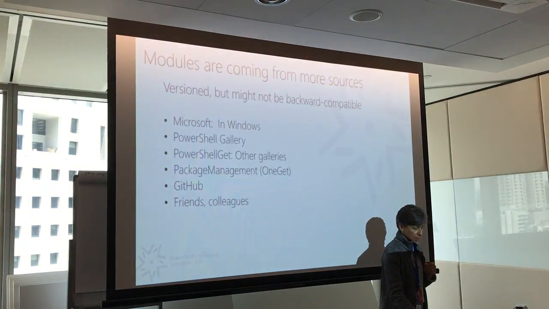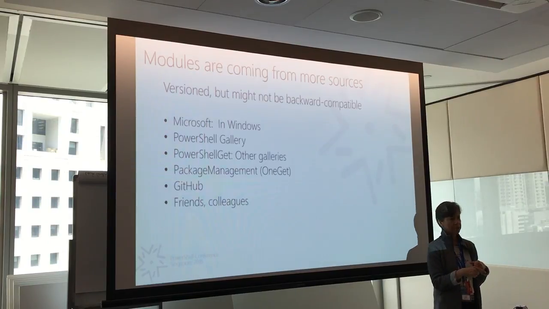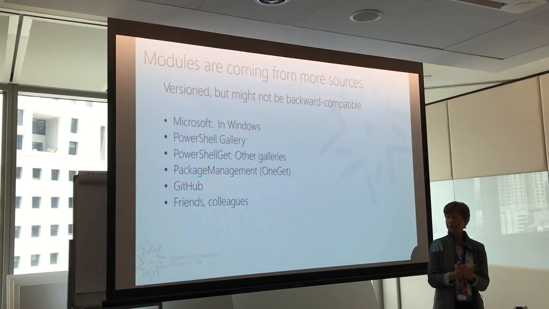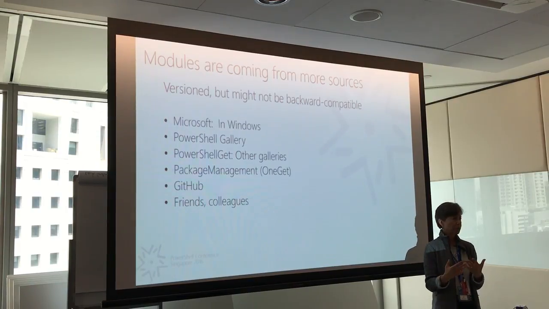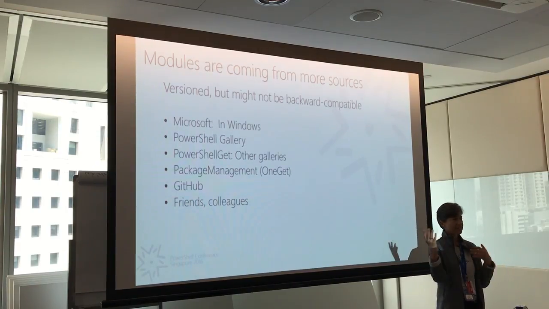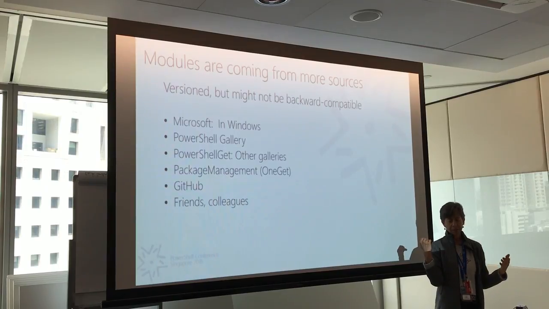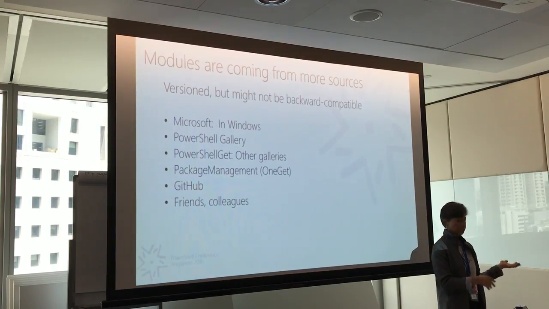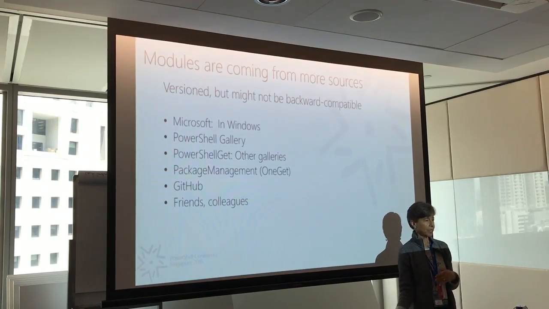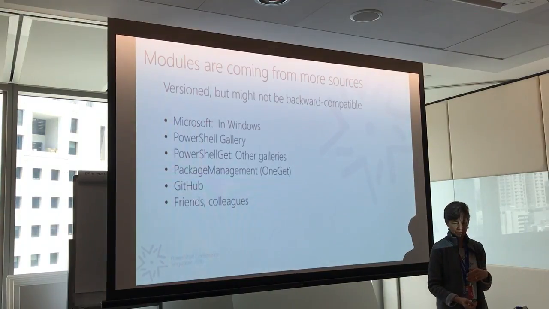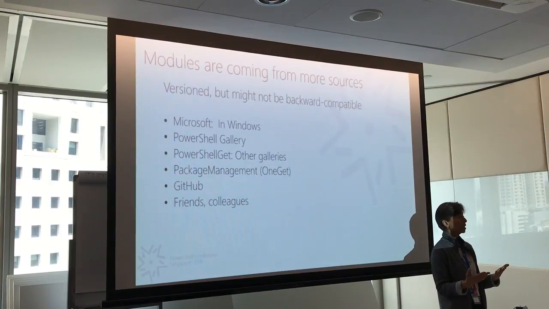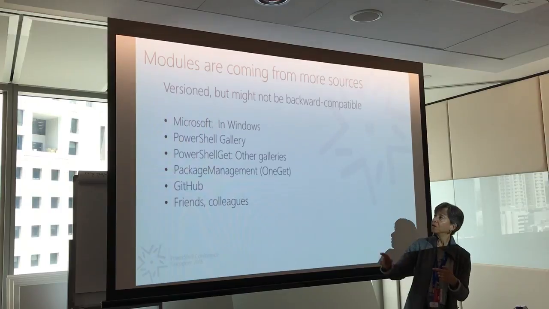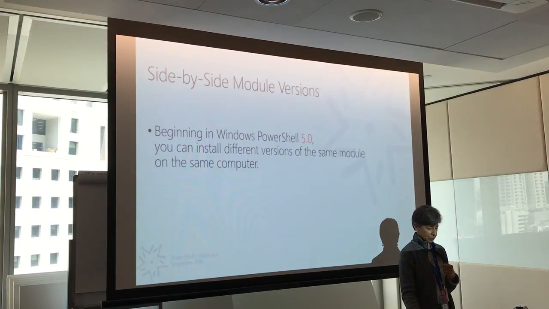Semantic versioning. In addition to PowerShell coming in more versions, modules are coming from many more sources. They're all versioned. Some may be backward compatible, some not, because we have this diversity of versions. Things are on PowerShell Gallery, they're on PowerShell Get, they're on NuGet, they're on GitHub. You can get modules from friends. There's sort of a proliferation of modules, and that's a really good thing because more people are solving more problems. But we're going to end up with versioning issues too.